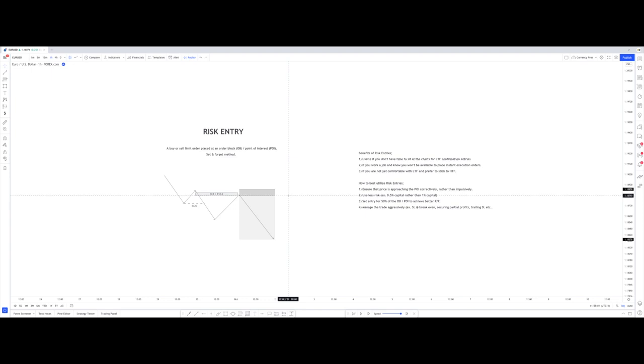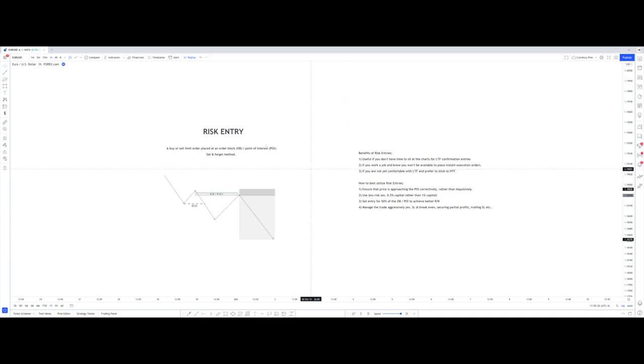So I still utilize risk entries from time to time. It just depends on my day. And so, before I dive too much into that, let's go over the benefits of risk entries that I have listed here. So risk entries are useful if you don't have time to sit at the charts for lower time frame confirmation entries, right? Because as you know, the confirmation entries that we utilize are typically based on the 1 minute or 5 minute. I know some people like to go even lower than that on the seconds charts. Not me personally, but yeah, so it's useful if you don't have the time to sit on the charts for lower time frame confirmation entries, right?